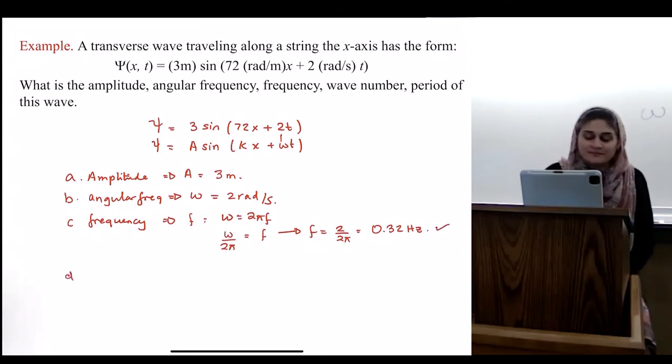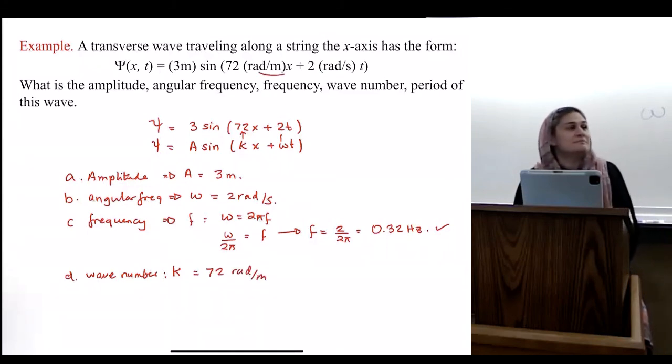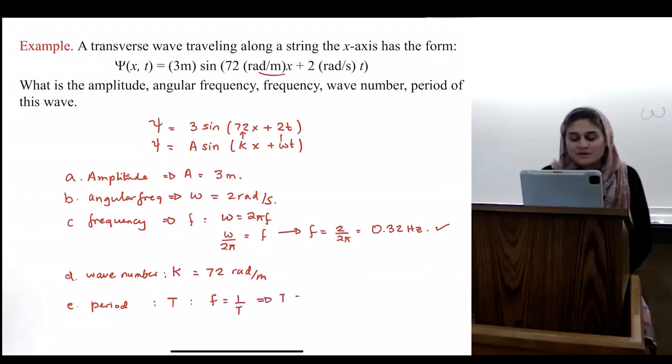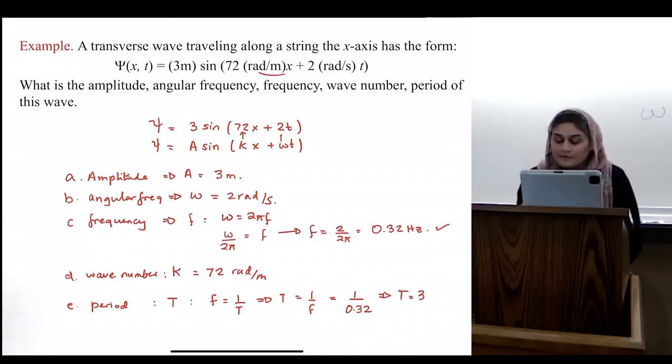Okay, number D, wave number, k. Here it is, yay, 72, and just put the units there. I picked up from here. And last but not least, the period. And I define the period as 1 over f, which means period will just be 1 over f. And my frequency was 0.32. So my period will be, somebody invert that and tell me. 3 point what? 125.